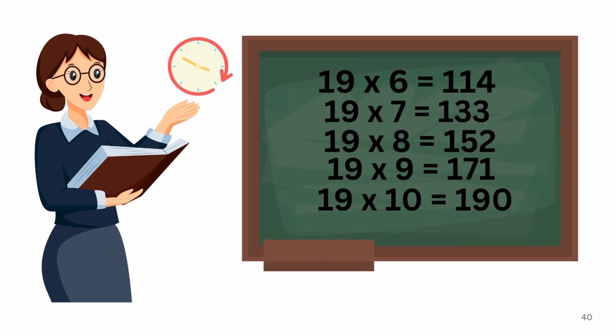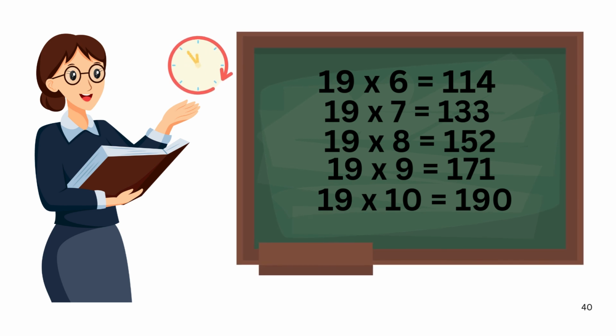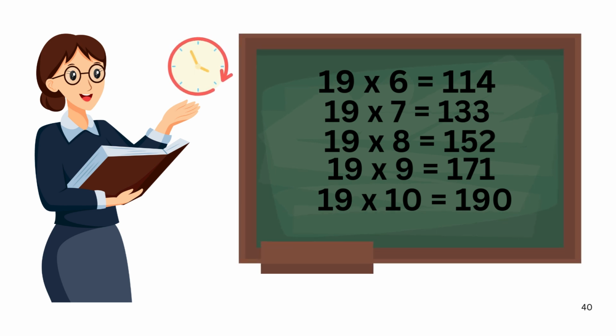19 multiplied by 6 is equal to 114. 19 multiplied by 7 is equal to 133. 19 multiplied by 8 is equal to 152. 19 multiplied by 9 is equal to 171. 19 multiplied by 10 is equal to 190.